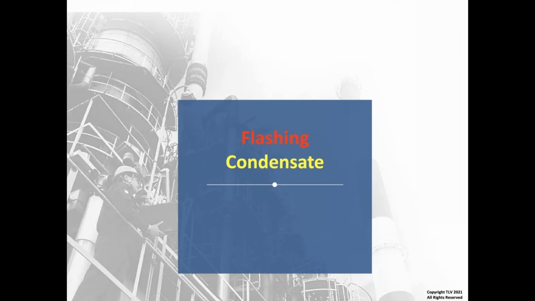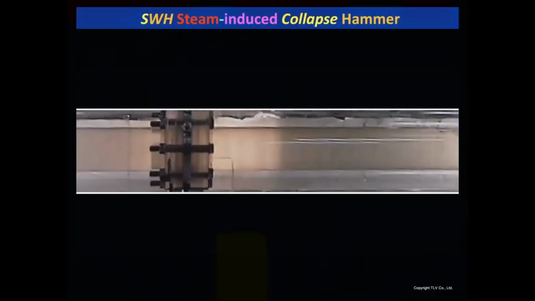The next thing I want to discuss is flashing condensate and how that has an impact, especially on the back side of a steam trap on the outlet side, which is why we need a check valve. We're going to take a look at vertical condensate returns and collapse hammer.